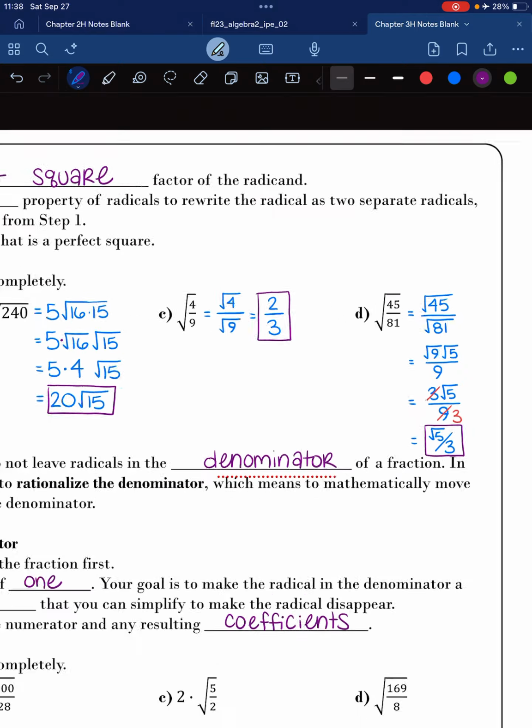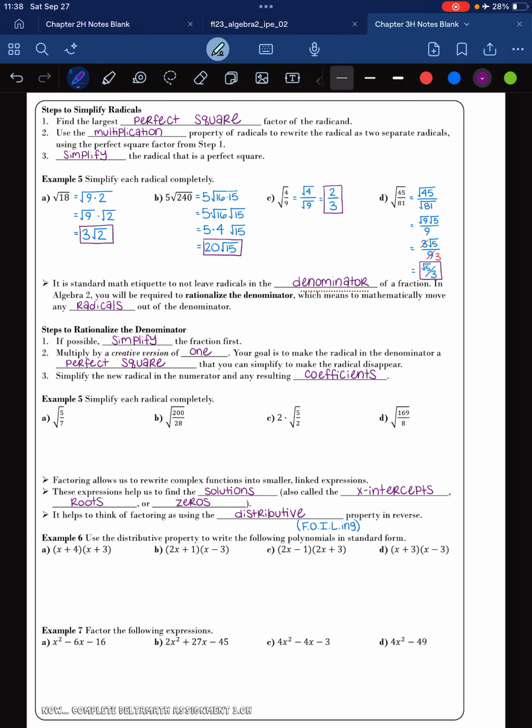Okay, and C and D kind of open up a bigger conversation about what happens when the denominator is not a perfect square, and why do we have to take these extra steps if the denominator is not a perfect square? So it's just considered to be math etiquette to not leave radicals in the denominator of a fraction. There's a lot of things we do to standardize answers, and part of the reason we do that is partially to just make it easier for us to compare our answers and check them.